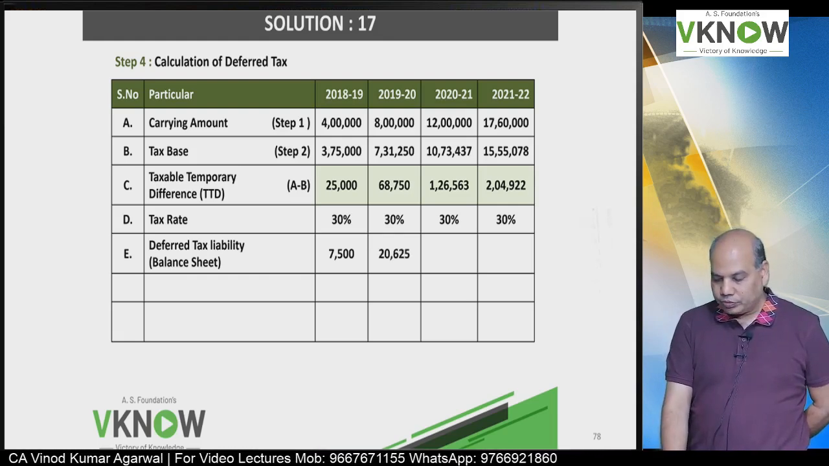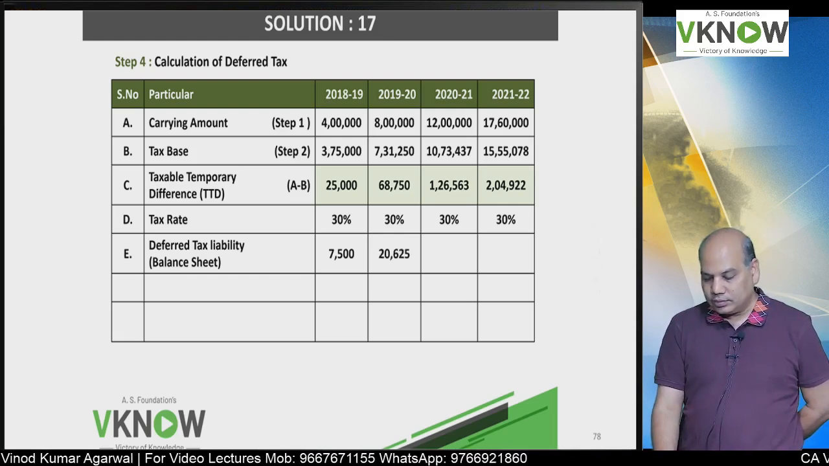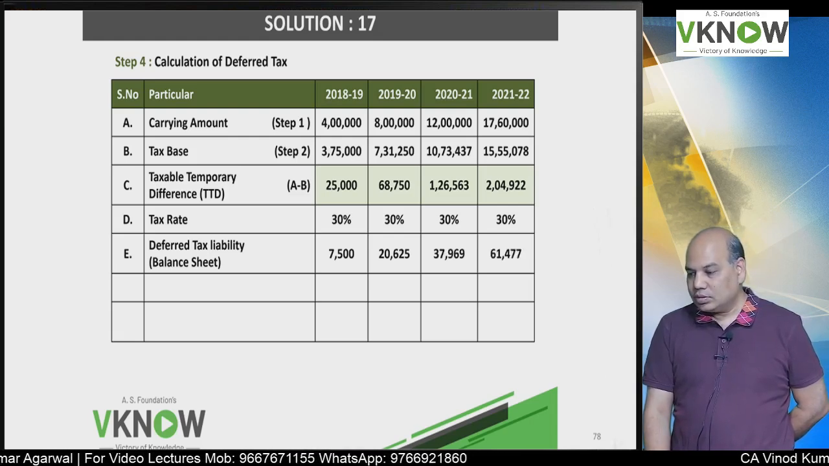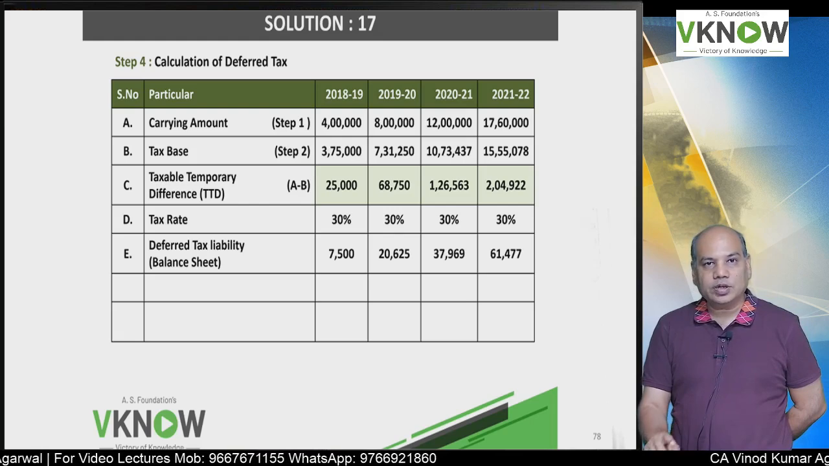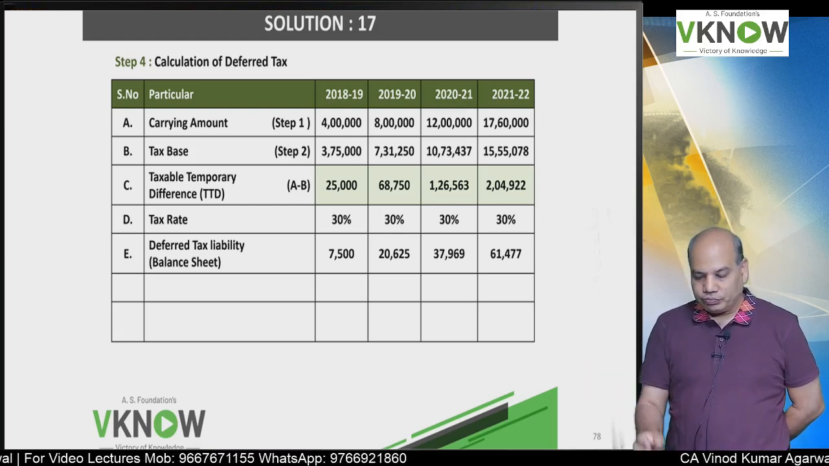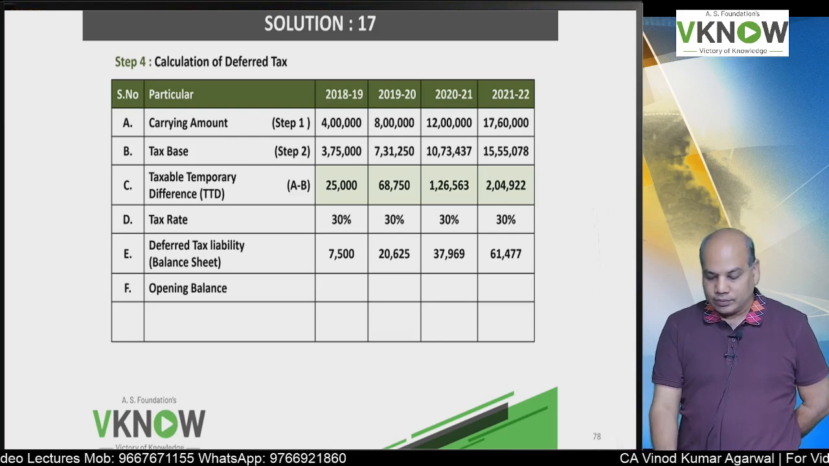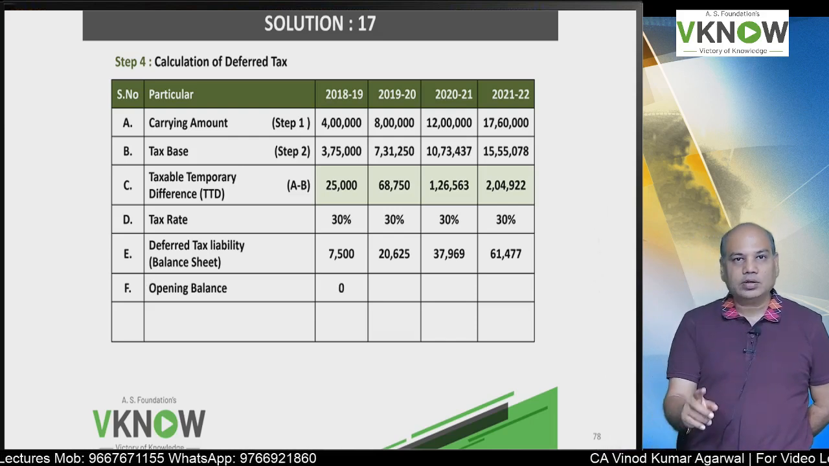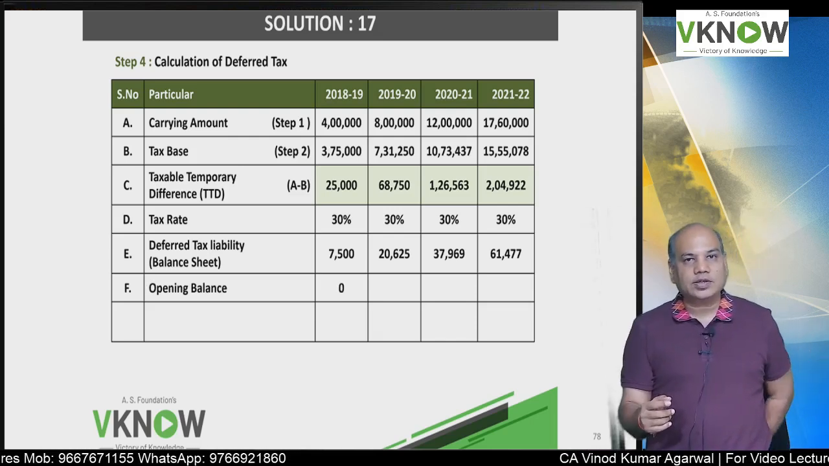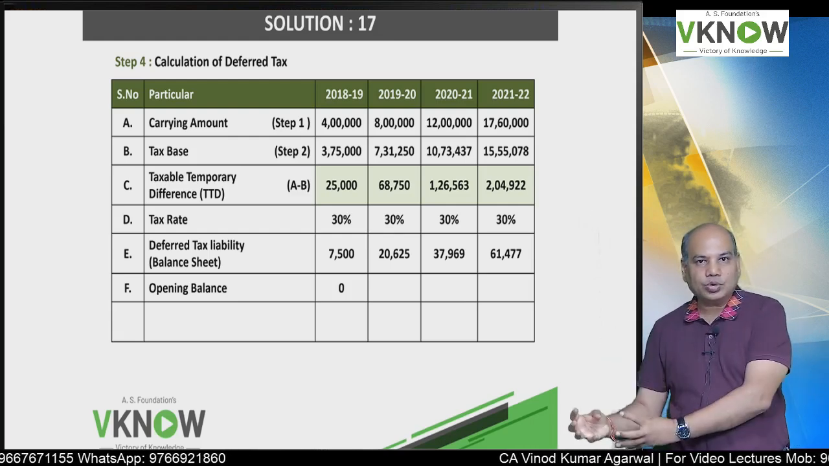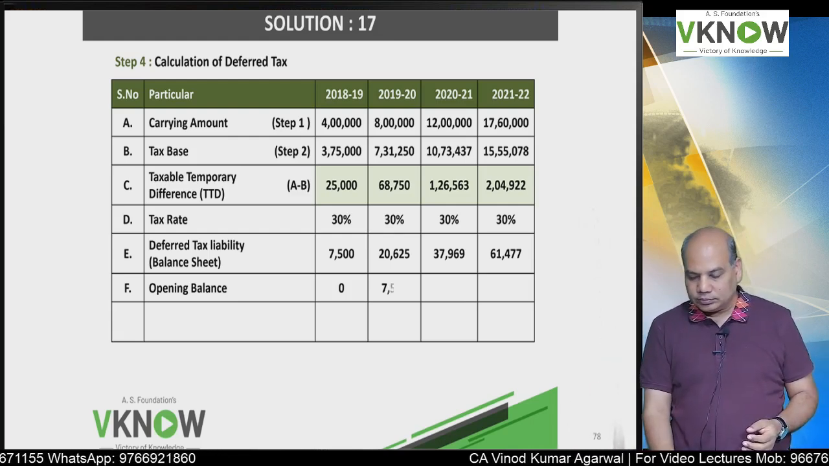7500, 20625, 37969, 61477. This figure will go to balance sheet. What about P&L account? I have to deduct the opening balance. Opening balance year 1 always 0 if nothing is given. Closing balance of year 1 becomes opening balance for the next year.